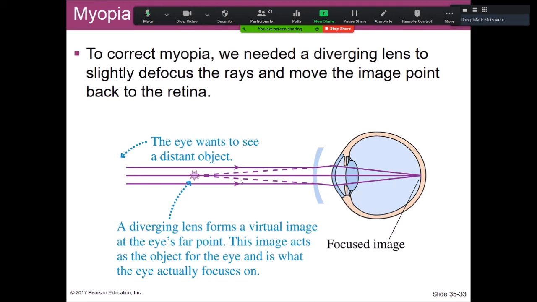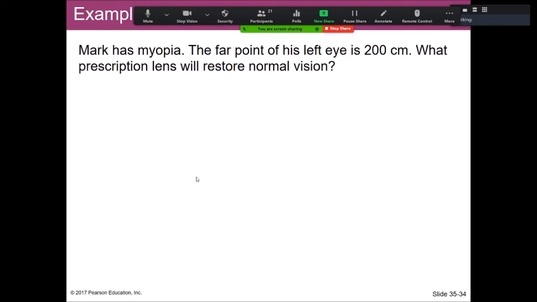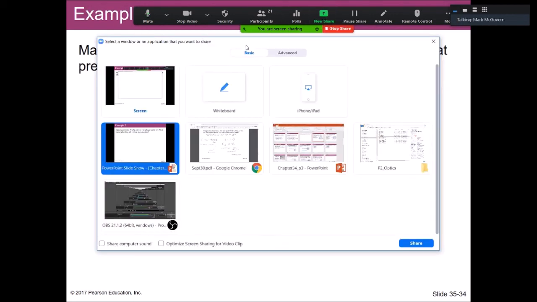So this is a diverging lens. What that does is, we want the object to be at infinity, but we can't see that. So we have a divergent lens here that makes the object appear a bit closer. It's a virtual image, but we set this to be whatever your actual far point is. So let's do an example with that.